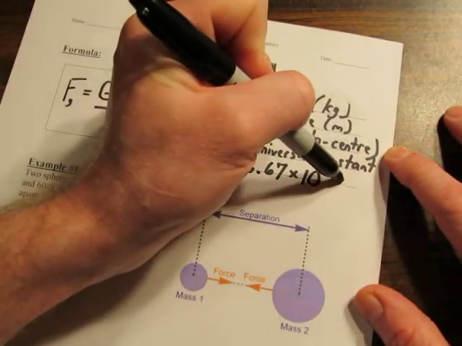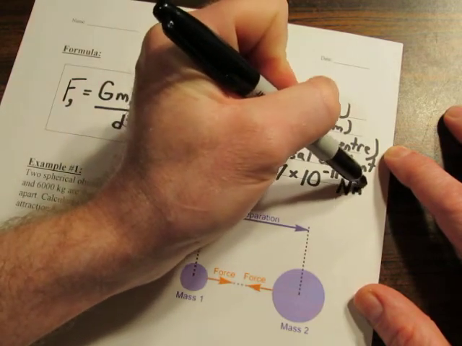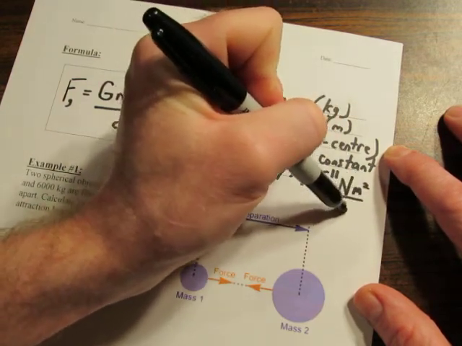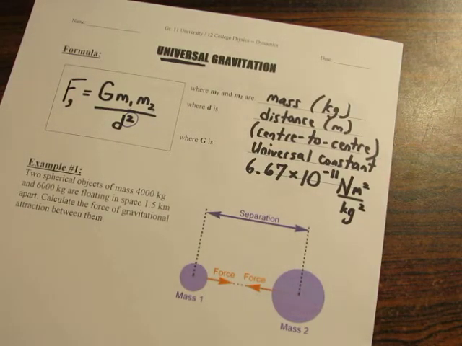And the units are also very unusual. Newton meters squared divided by kilograms squared. So this looks like it's going to be very confusing, but actually it's not. It's a very simple formula and a very simple substitution, and it's not until you get to grade 12 that things get a little bit more complicated.